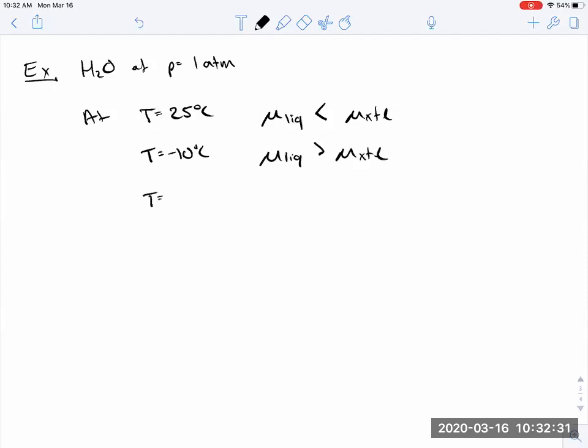Now, what about at that melting temperature? What is the relationship between the chemical potentials? If I prepared a liquid, would molecules spontaneously move from the liquid to the crystal? What about if I prepared a crystal? Would molecules move in reverse? No, in fact, on average, molecules don't move either direction. And that is because the chemical potentials at the melting temperature are equivalent.